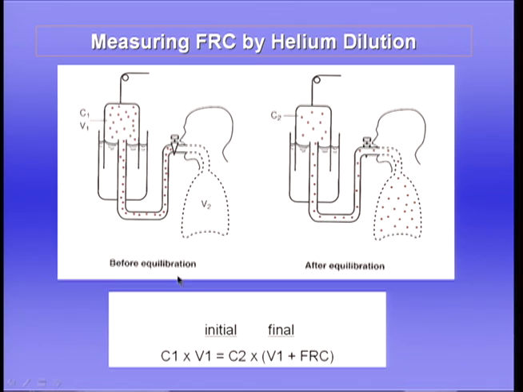And at the end of the equilibration period, we write a simple equation. We say that because no helium was lost, then the concentration times the volume that we started with, C1 times V1, is going to be the concentration that we finish with times the initial volume, V1, plus the volume of the lung. And since he was turned into the circuit when he was at the end of a normal expiration, that's functional residual capacity, we can easily derive the FRC from this equation. So that's a relatively simple measurement to do. It used to be used a great deal.